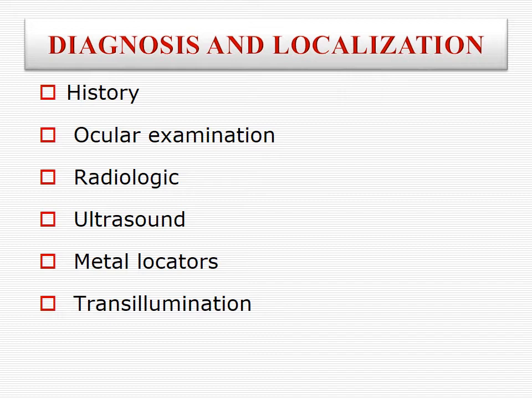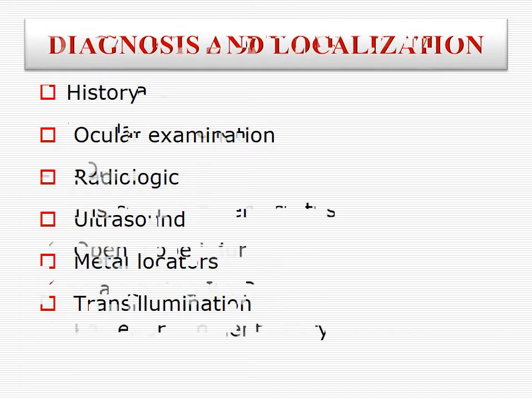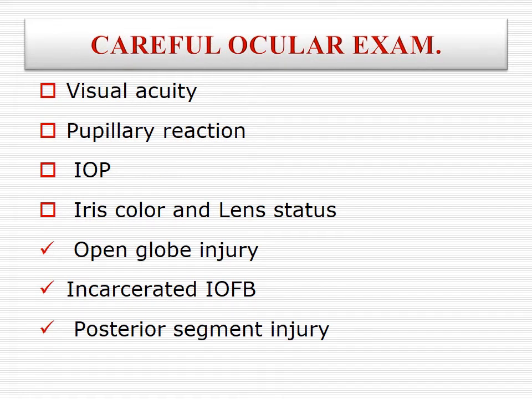Diagnosis and localization of the foreign body is fundamental. It includes history, ocular examination, radiological examination, ultrasonography, metal locator, and trans-illumination. Careful ocular examination, especially if we have a medico-legal conflict, including visual acuity, pupillary action, intraocular tension, iris color and lens status. And don't forget open globe injury, incarcerated intraocular foreign body, and posterior segment injury.